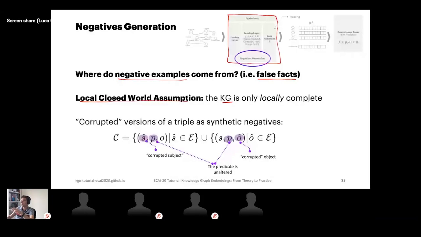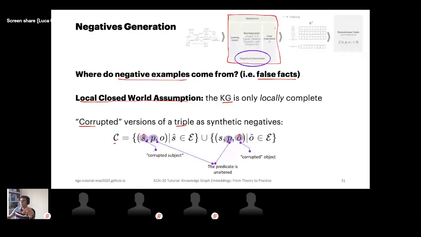It means that locally, looking just at a single triple, for example, we can presume that corrupted versions of such a fact, of such a triple, can be considered negatives, right? So we define this set C, that stands for corruptions, which is the set of all the corruptions, all the altered versions of a fact SPO. The hat here is to identify a subject or an object which has been replaced, that replaces the original subject or object with something else, right?